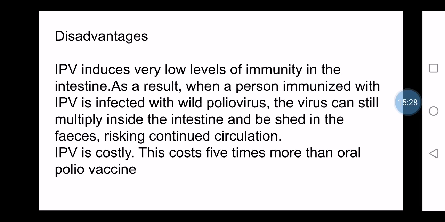So there can be a chance, because it shows very low immunity in the intestine. So the person, even those who have got the immunization with IPV, can get infected with the wild polio virus also. So just remember, IPV gives very low immunity in the intestine.